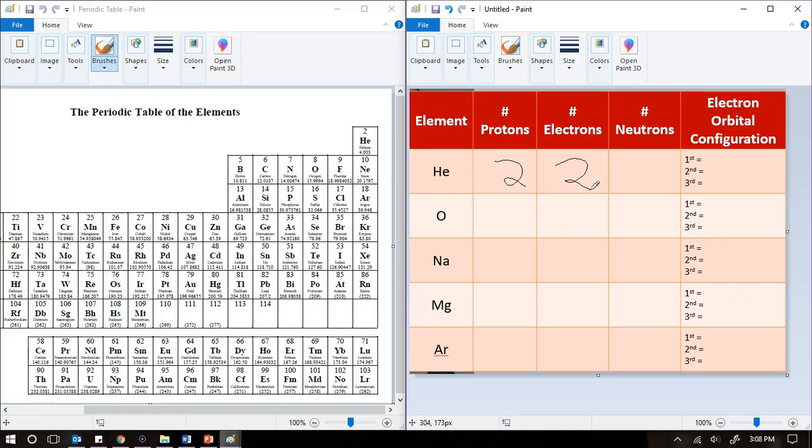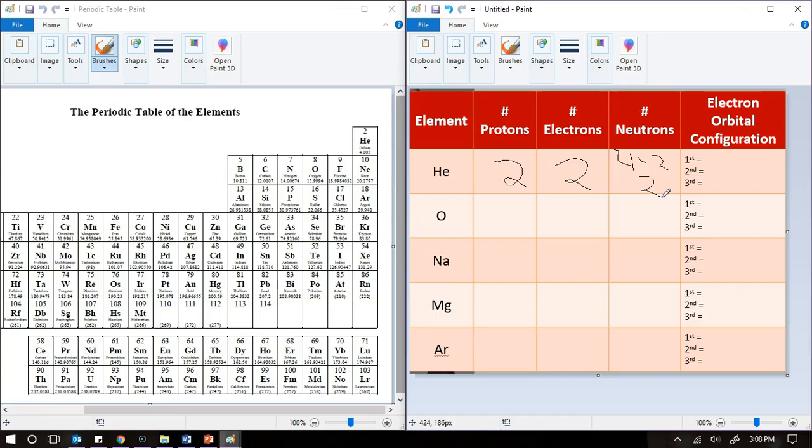Now for my number of neutrons, I'm going to come back over here and take a look at that mass number, or that atomic mass, and round it first. So I've got 4. I'm going to subtract my number of protons from that, which tells me that my number of neutrons is then 2.